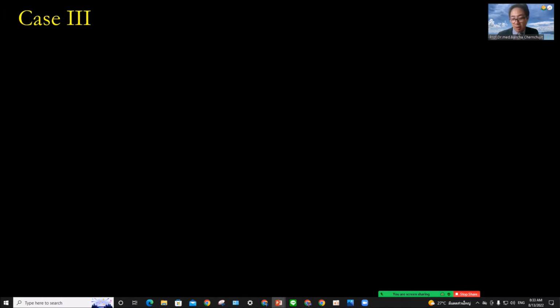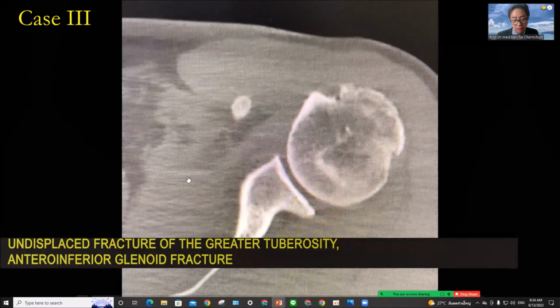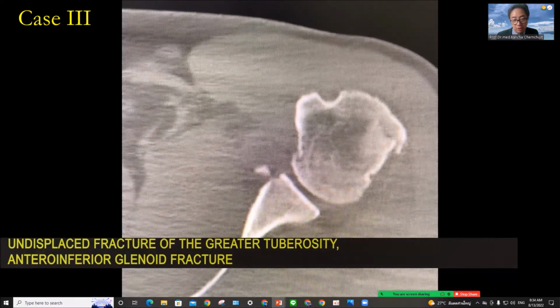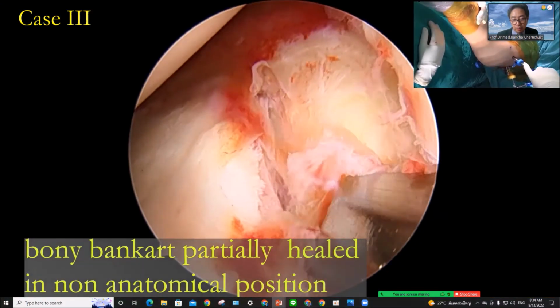Okay, I show you the next patient. This patient has the bony Bankart, also have the tuberosity fracture. See that? Very big piece of bone, right? But luckily the tuberosity was here. Okay, so I don't need to do the tuberosity fixations. Okay, we have 3 portals.